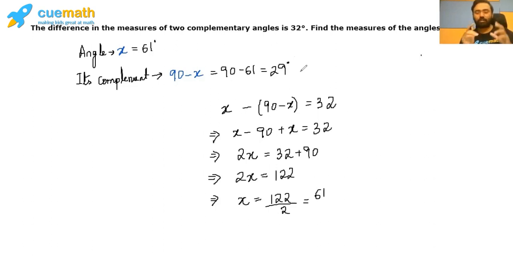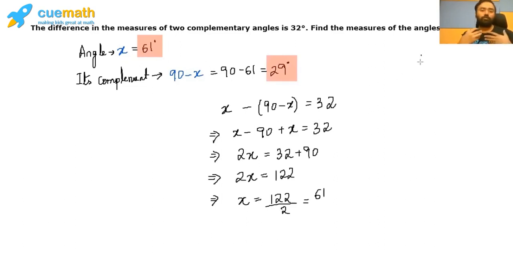Now just to cross check, what is the difference of these two angles? Clearly if you subtract 29 from 61, you're going to get 32. Hence the answers which we have got here, that is the value of the two angles, are 61 and 29.